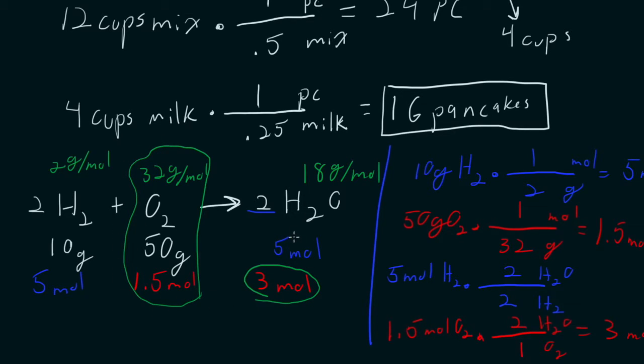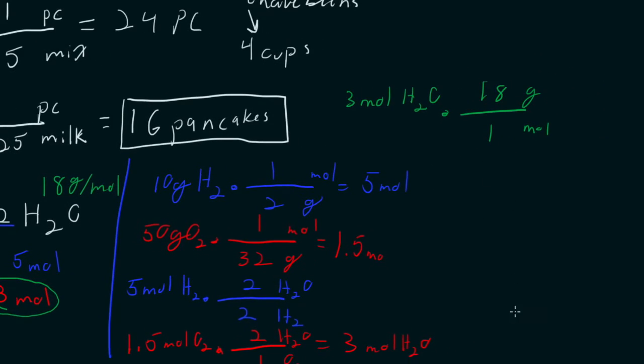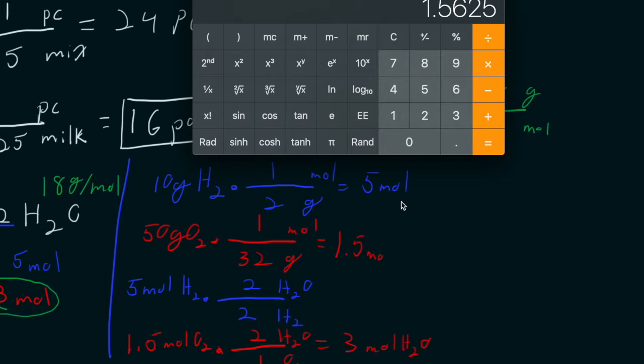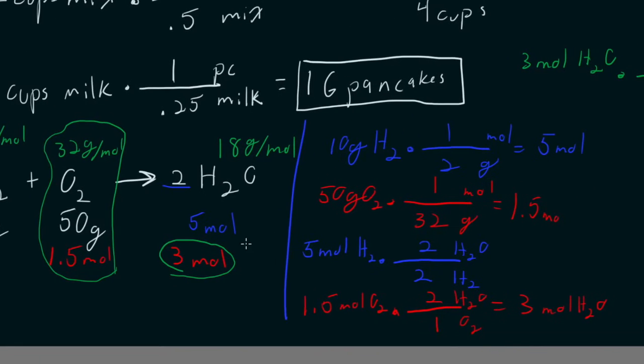And so our last step here, just like we were doing before, is going to figure out how many grams of H2O I am going to have. So let's figure that out. Let's bring that over here. I've got 3 moles of H2O. I'm going to convert that from moles to grams. It's going to be 18 over 1. So let's pull out our calculator and do that. It's going to be 3 times 18. That gets us 54. So we get 54 grams of H2O.